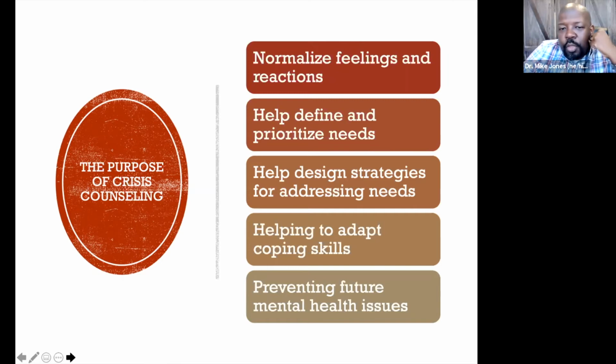And then you look at the other three points in the middle, which give you some other things we're looking to do. But the long term goal is to prevent future mental health issues. That is our long term goal. By going through these five steps, we want to make sure that individuals have the ability to prevent any type of mental health issues that may occur in the future, because we want to be future oriented, dealing with what's going on right now, but also helping them in the future as well.